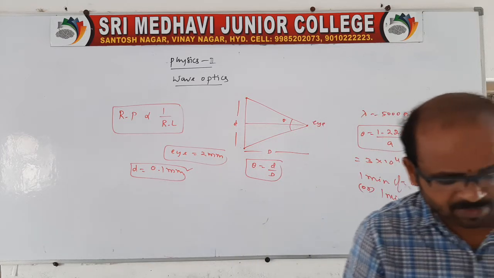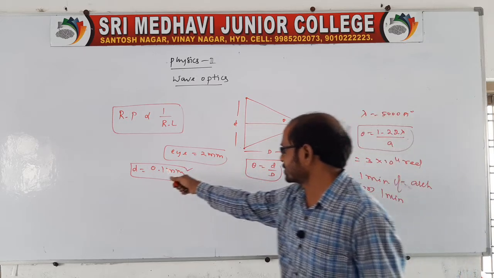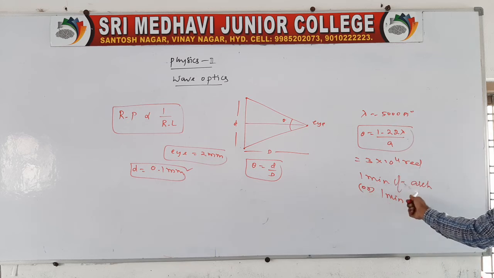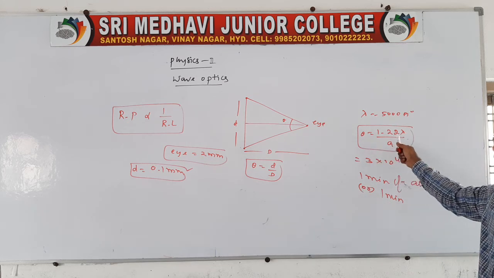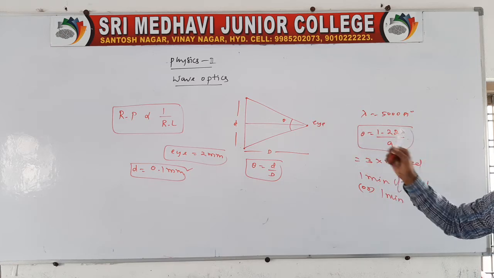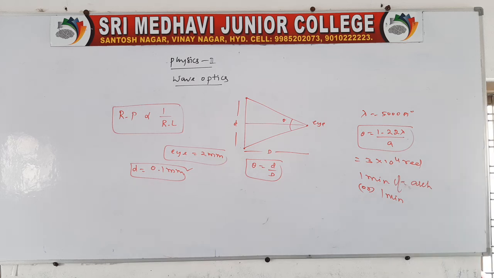If the distance between the 2 objects is 0.1 mm, then the angle subtended is 1 minute of arc at the resolving limit of a human eye. Theta is equal to 1.22 lambda by a, where a is the diameter of the eye. So this is a small explanation related to the resolving power of our human eye.